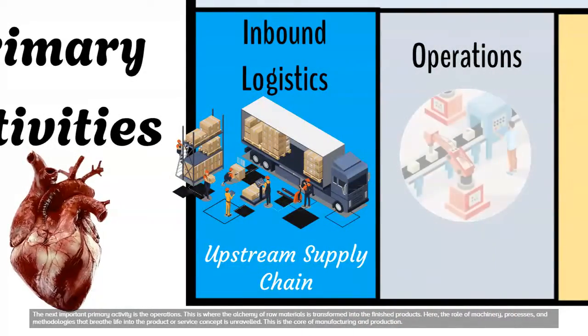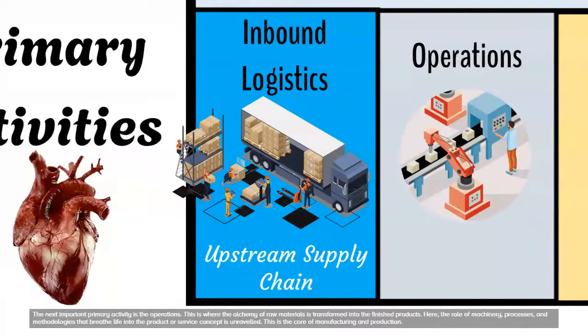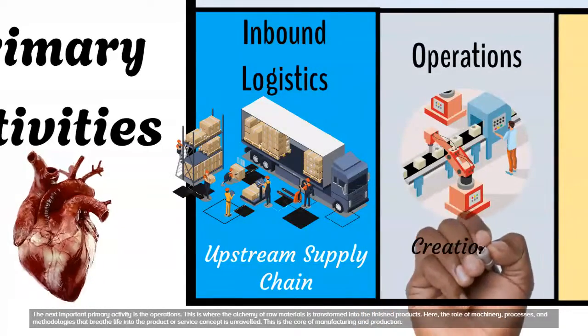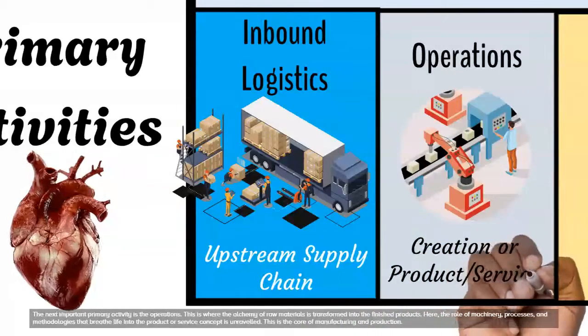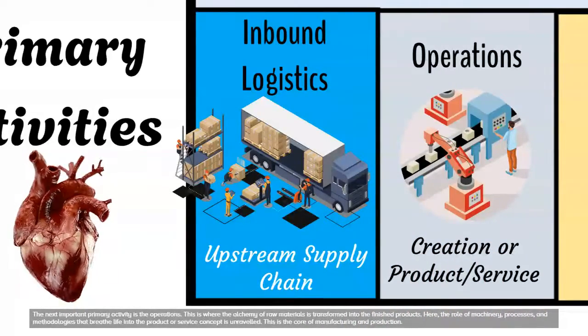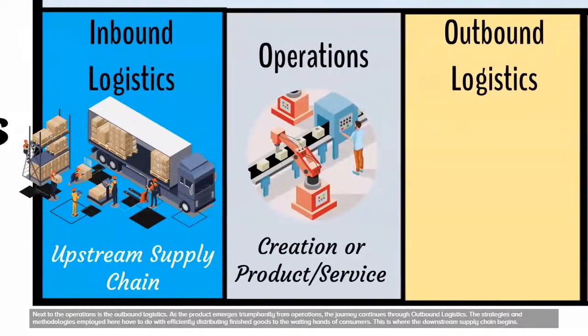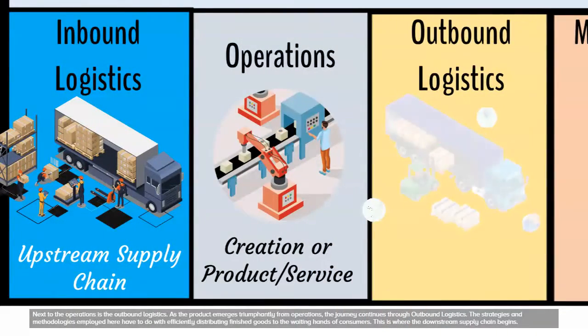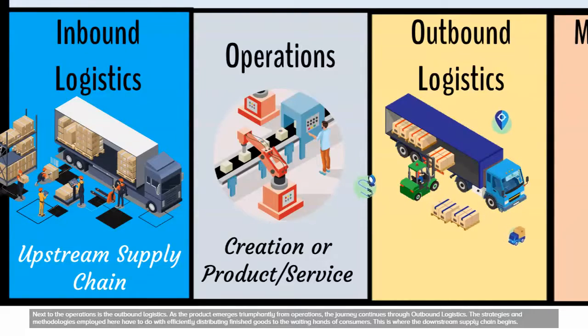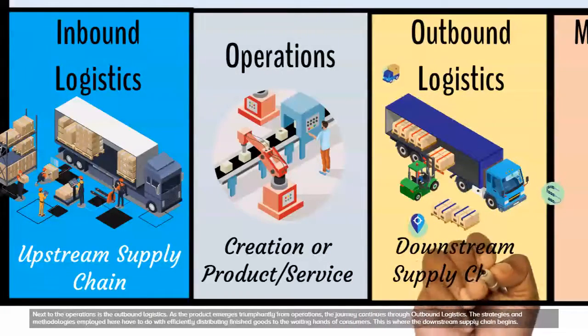This is where the alchemy of raw materials is transformed into the finished products. Here, the role of machinery, processes, and methodologies that breathe life into the product or service concept is unraveled. This is the core of manufacturing and production. Next to the operations is the outbound logistics. As the product emerges triumphantly from operations, the journey continues through outbound logistics. The strategies and methodologies employed here have to do with efficiently distributing finished goods to the waiting hands of consumers. This is where the downstream supply chain begins.